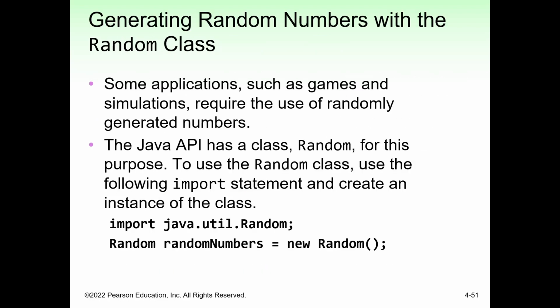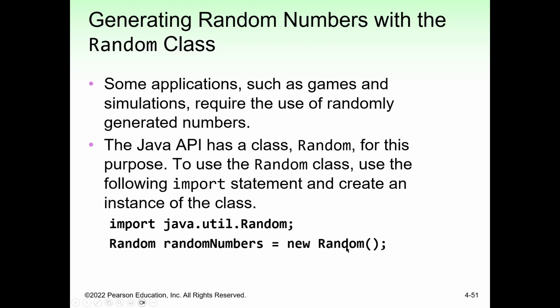Okay, and the last thing that we're going to talk about today regarding chapter 4 is going to be random numbers, generating them with the Random class. And again, we have to import that little utility. We have to import the Random class, and this is the import statement: import java.util.Random, with a capital R and a semicolon at the end.